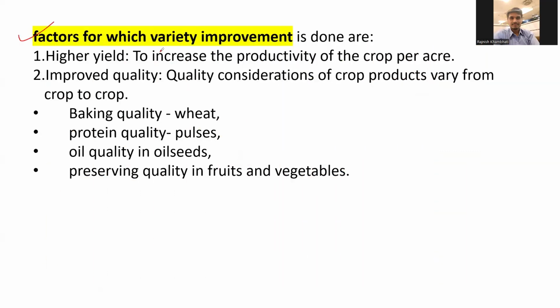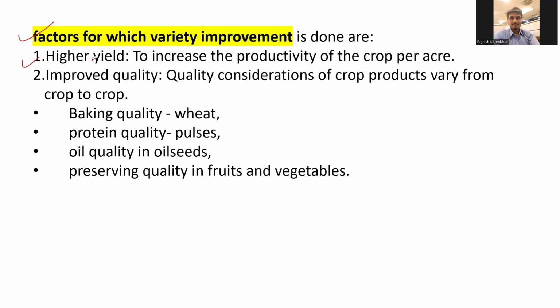The factors for which varieties have been improved. Now you are aware of the process of hybridization. So you do the hybridization, but the question is for which kind of character you will do that. You need some good characters. So these are the factors or the characters given.